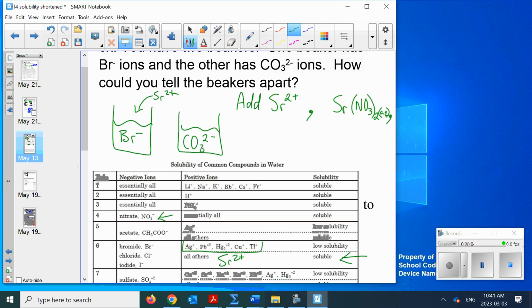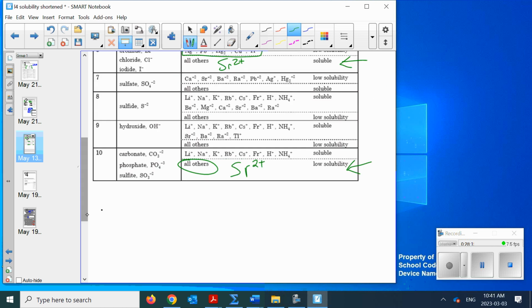Sr2+ with CO3 2 minus. So I'm going to write this one down. Let's verify it. That's adding strontium to this low solubility compound. It'll form a solid.